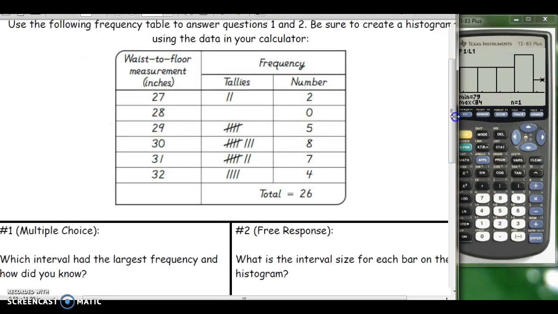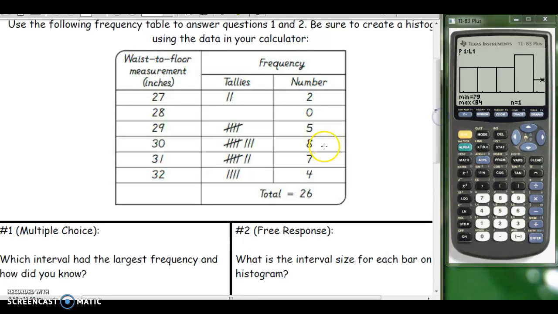Okay, we're going to take a look at another set of data. In this data, we're going to make a frequency table to answer questions 1 and 2 down here on the video questions, and make sure to create a histogram using the data on our calculator. So this data is set up in a frequency table. And what this means is waist to floor measurements could be for a dress, or maybe a measurement of a person.